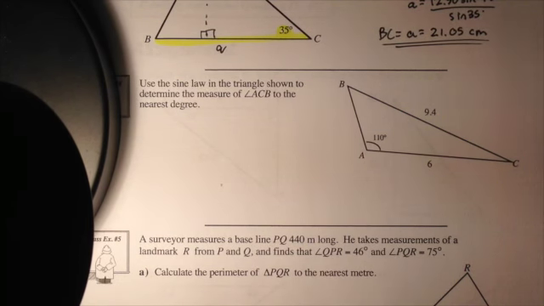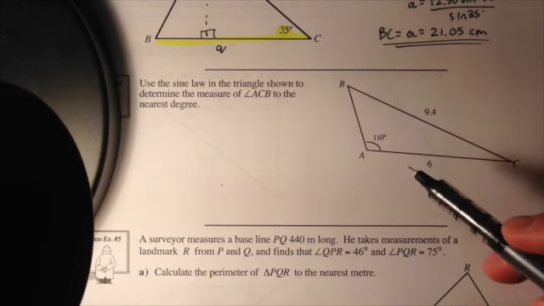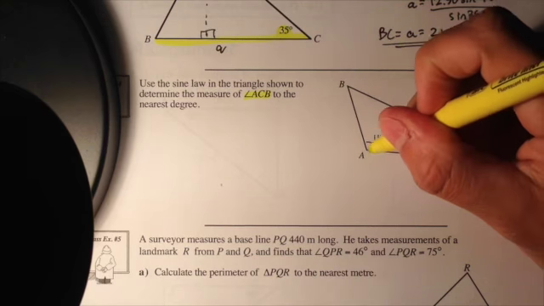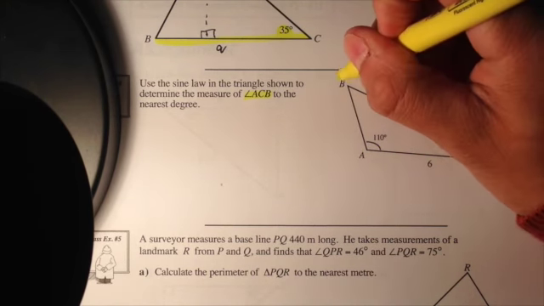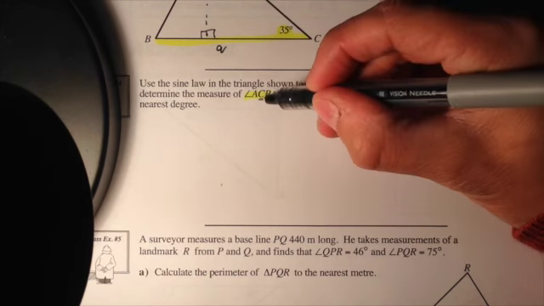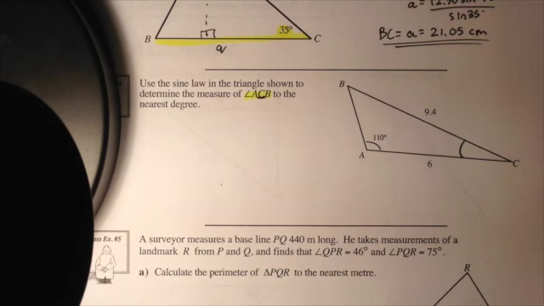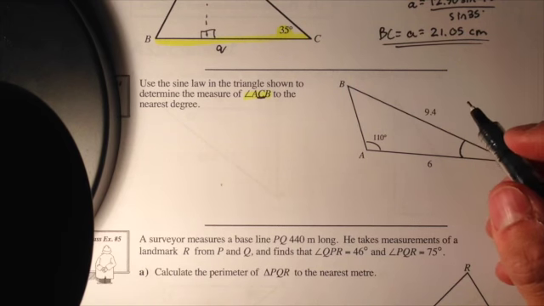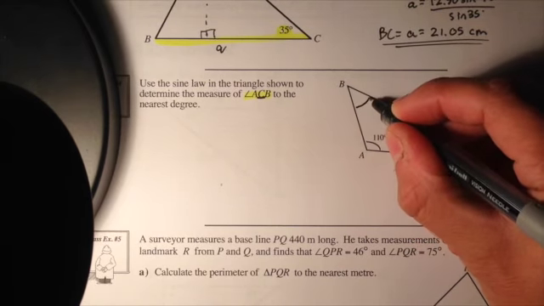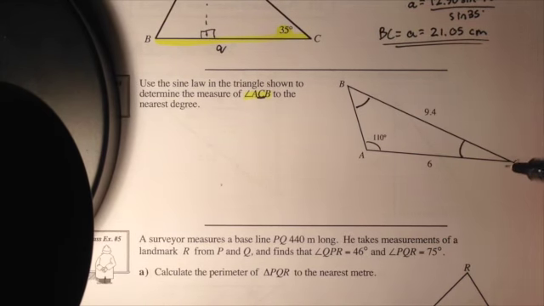Okay, for this next example, we want to use the sine law in the triangle shown to determine the measure of angle ACB to the nearest degree. Okay, so we're looking for angle ACB. And when it's noted like that, remember, that means that we're looking for this angle C. We're looking for the one in the middle. Okay, and so let's use the information given to figure out them all. But we do specifically need angle C.